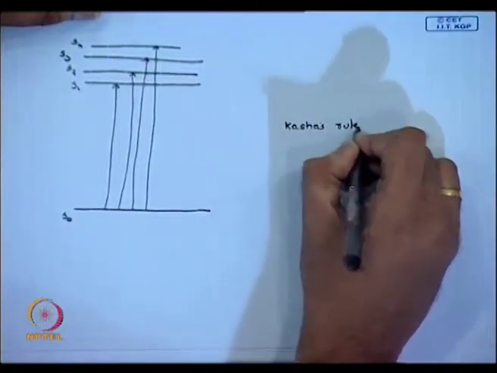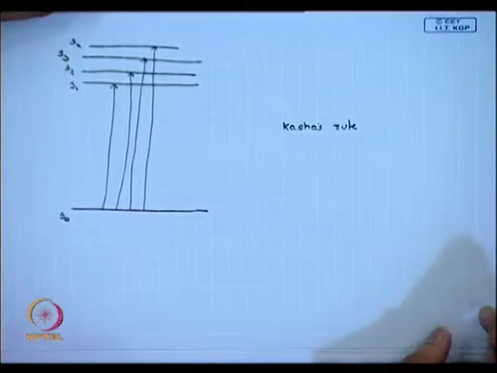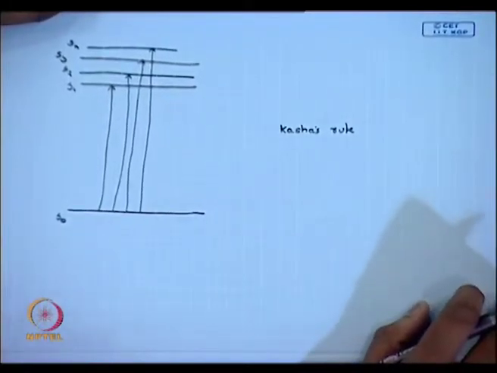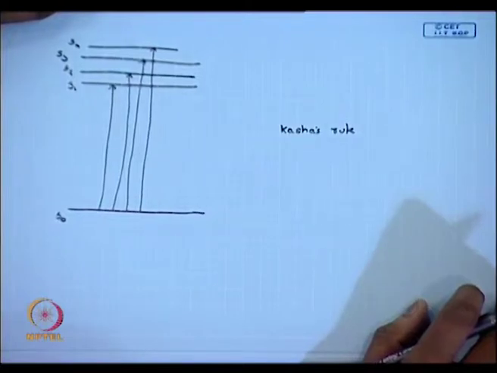You call this Kasha's rule. What it says is that your fluorescence will be completely independent of the excited state. That means your fluorescence occurs only from the S1 state. It is completely independent of your excited state. All the time it will try to occur from your S1 state only. That is your famous Kasha's rule.